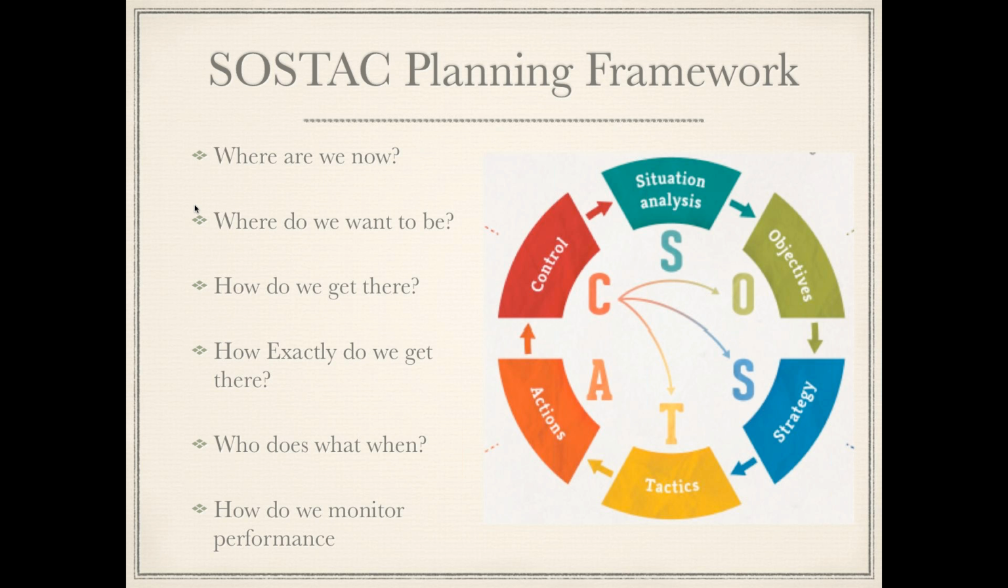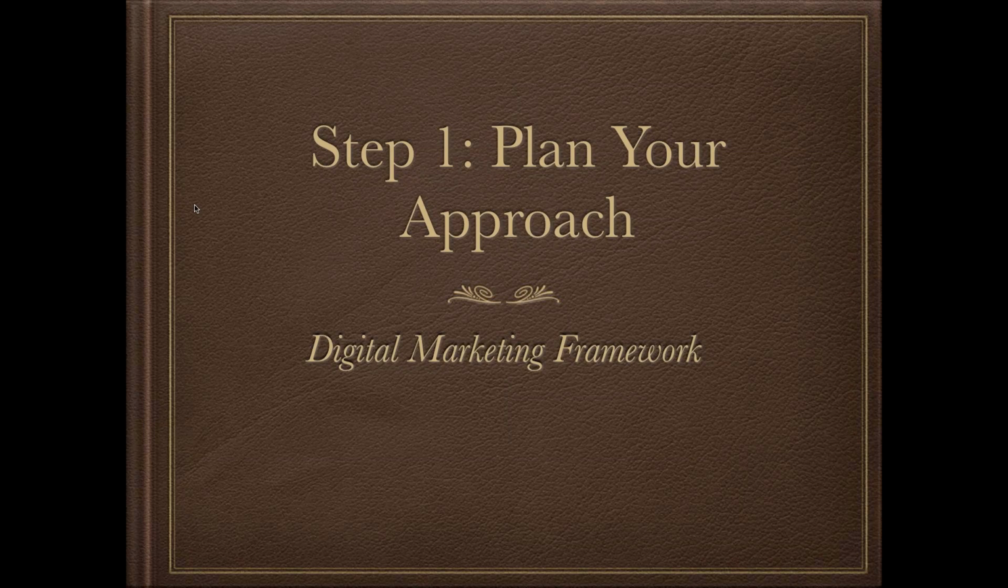Where are we now? Where do we want to be? How do we get there? How exactly do we get there? Who does what when? And how do we monitor performance? This framework can be captured on a digital marketing canvas on one sheet of paper, and I'm going to break that out and show you how that looks. But let's start with the first box, which is situation analysis.